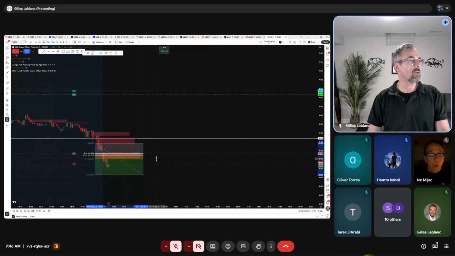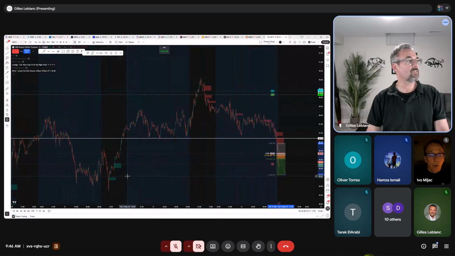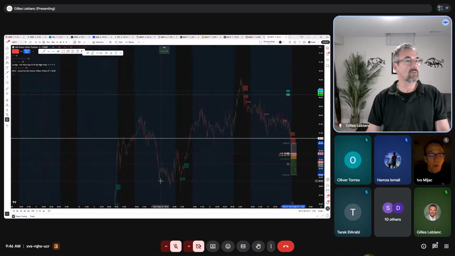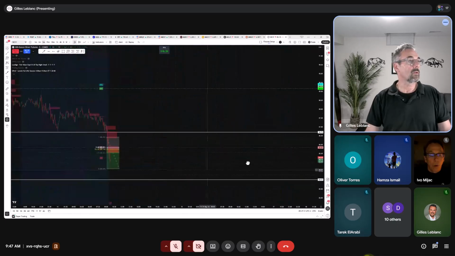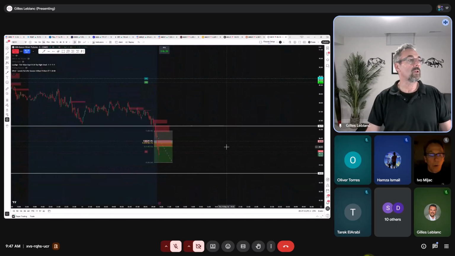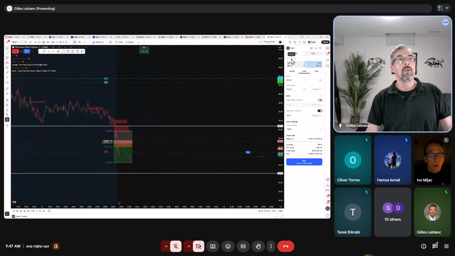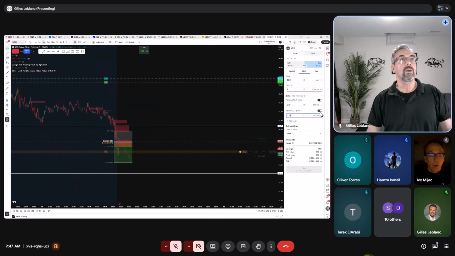Will it retrace to here? Let's look to the left. Where it's gone now, it could likely come back down to this area. So there's room to move still. So let's put in a limit order over here. Limit order, take profit and stop loss. I want it to be a sell, therefore my limit is above.